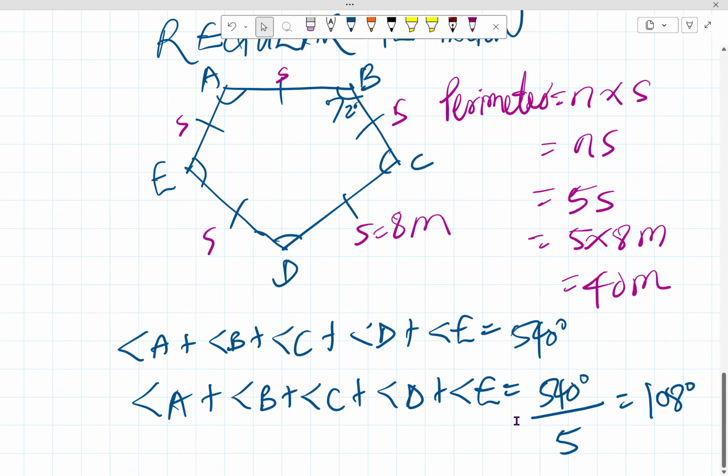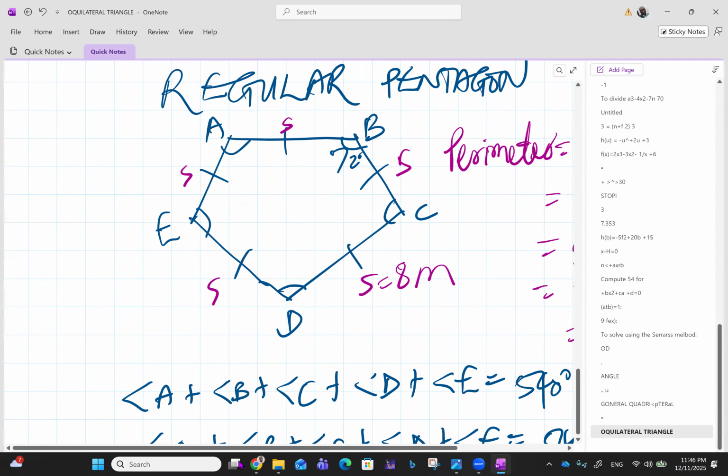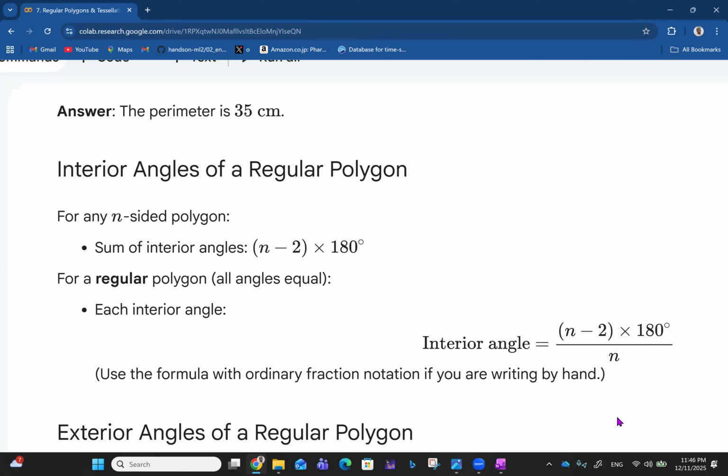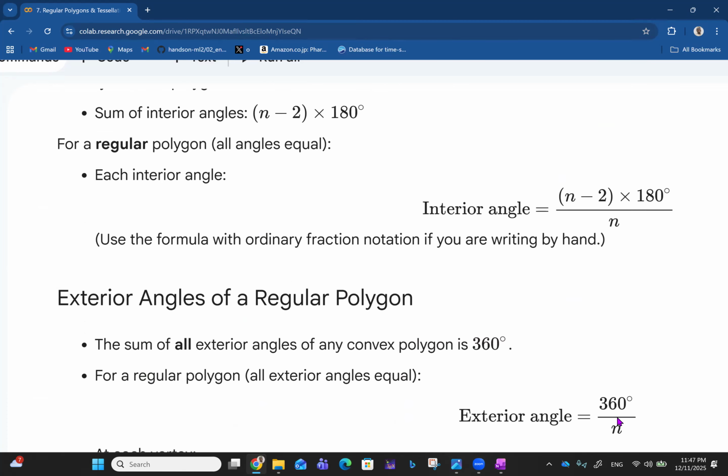Okay, so now this angle thing is going to take care of all of that, right? So, interior angles of a regular polygon: for any n-sided polygon, the sum of interior angles is (n minus 2) times 180 degrees. You'll be wondering why this, but I'll show you very soon. For a regular polygon, all angles are equal. Each interior angle will be (n minus 2) times 180 degrees, all over n. So use the formula with an ordinary fraction if you are writing by hand, right? So (n minus 2) times 180 degrees over n. Okay, that's the interior angle.